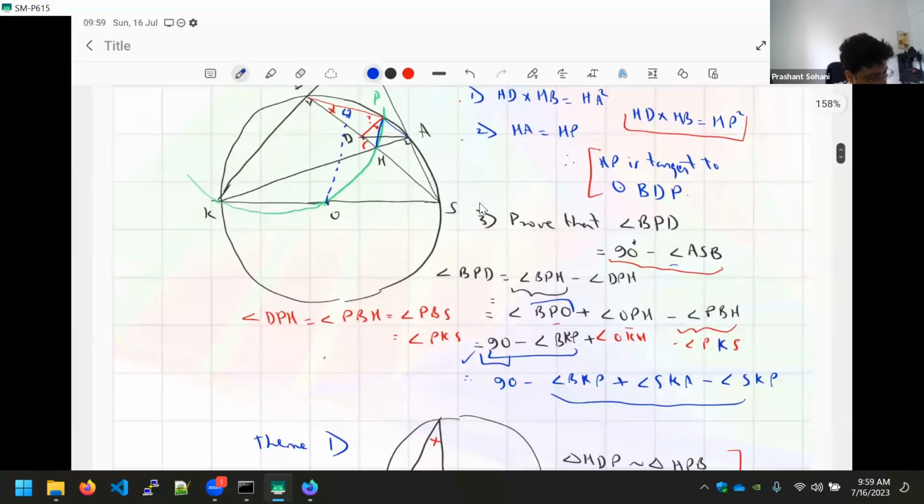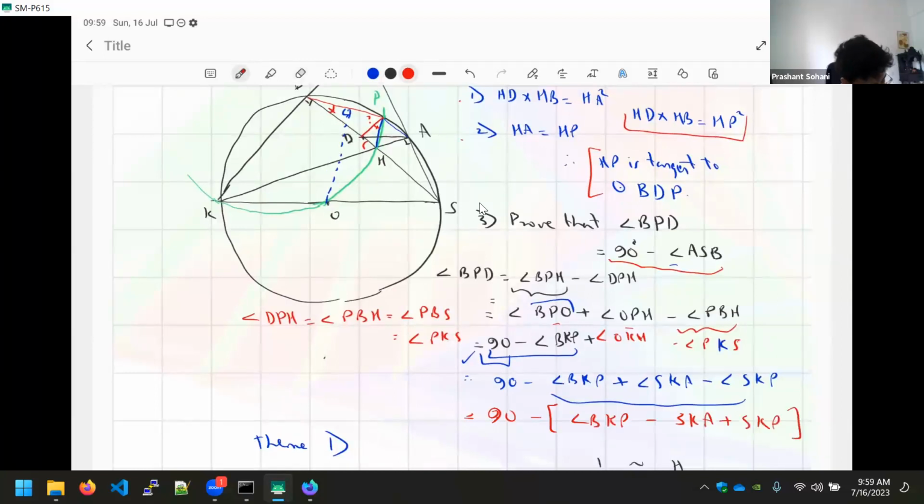And so let me take the minus sign common, because we are interested in 90 minus something. So can we write this as 90 minus which angles? BKP minus SKA plus SKP.